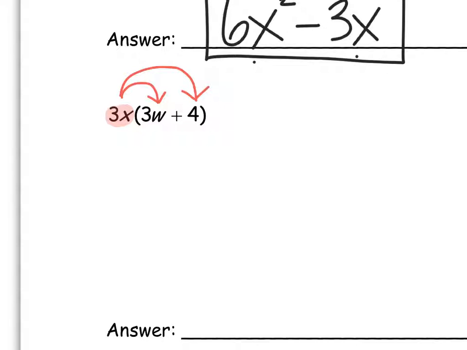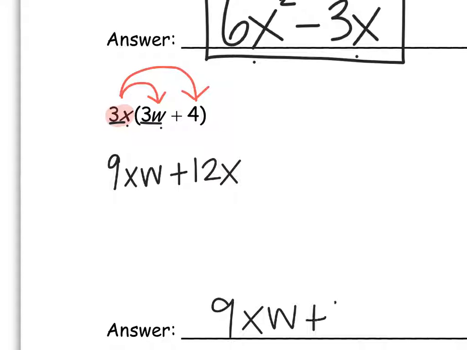So 3x times 3w, 3 times 3 is 9. x times w are different letters, so we cannot combine them with an exponent. We just write this, xw. Now I'm going to do 3x and multiply it by positive 4. I get positive 12x. And that's my final answer, 9xw plus 12x.